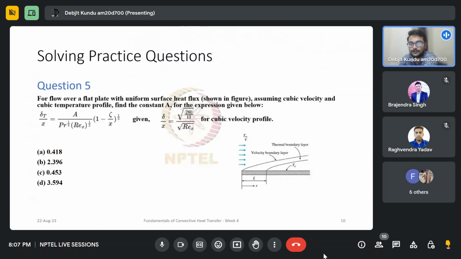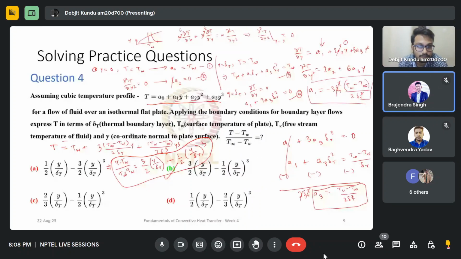Okay, so we move on to question number 5 now. This is also a very standard question. Please see the question number 4 slide. Do you have anything to ask regarding this? This is question number 4.